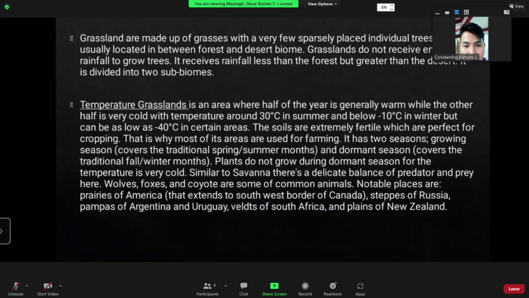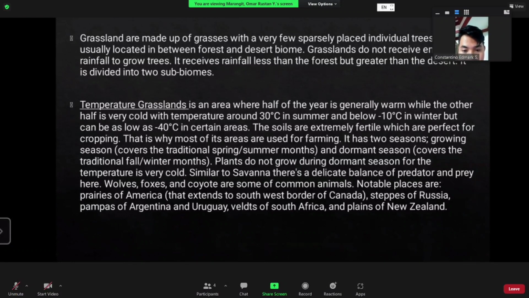It is divided into biomes. Temperature: grassland is an area where half of the year is generally warm, while the other half is very cold, with temperature around 30 degrees Celsius in summer and below -10 degrees Celsius in winter, but can be as low as negative 40 degrees Celsius in certain areas. So half ng year is mainit and half ng year is malamig. So parang tig-half sila, half year.